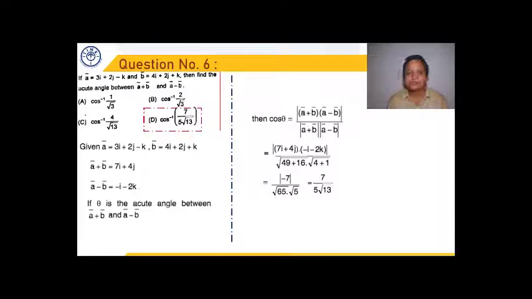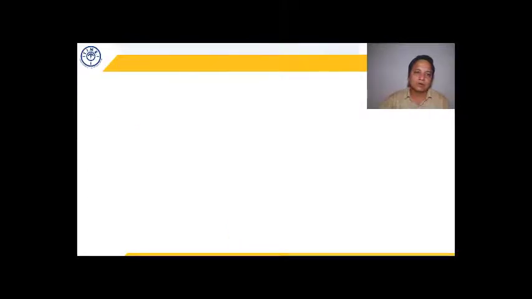I hope this is clear. We applied a simple formula for cos theta. Now, coming to question number 11 of the handout.